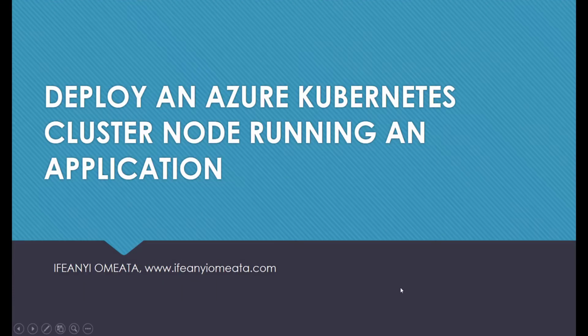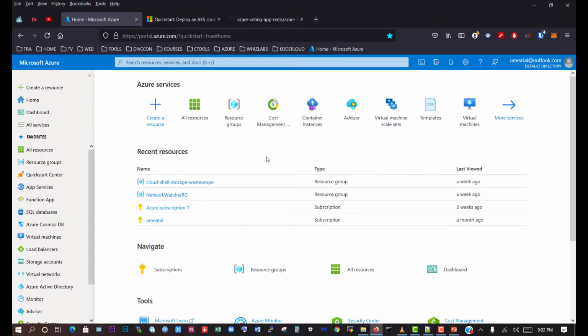Hi, so we're going to deploy an Azure Kubernetes cluster node, which will be running an application. So let's see how to do that. We're back on the Azure portal, and we need to look for how to create the container. So we're going to go to create a resource.